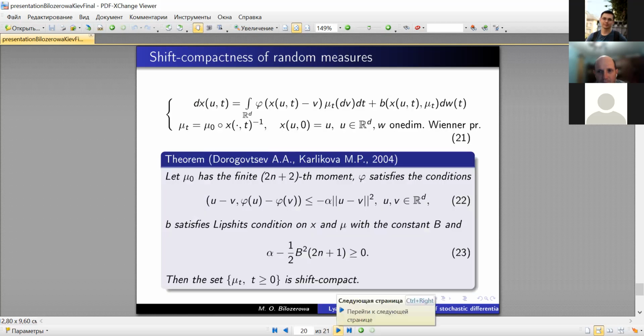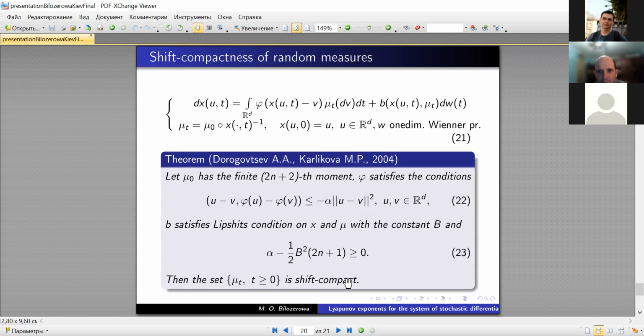And it was proved in the papers of Andrei Anatolyevich Dorogovtsev and Maria Karlikova that the set of measures of our differential equation with interaction is shift compact under a condition. And if we look at condition 22, it is in some sense similar to the conditions in my SDE, but it is one-sided. And also there are conditions on the numbers alpha and so on. And some relation can be made between Lyapunov exponents and shift compactness.